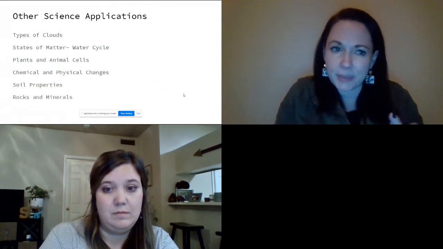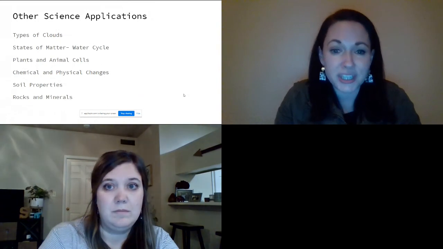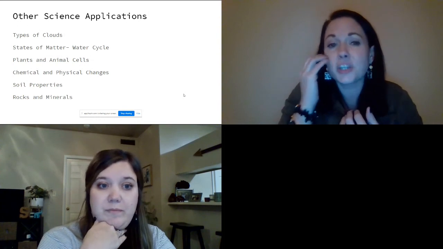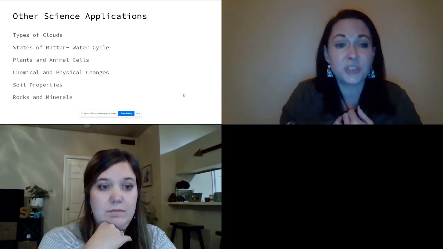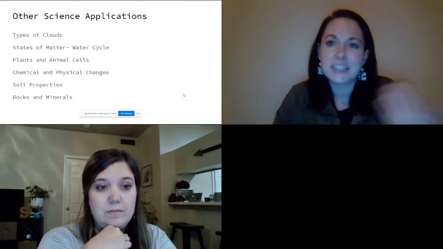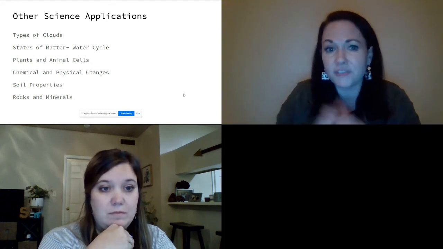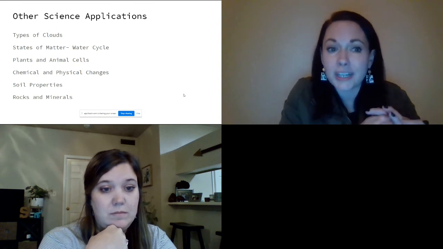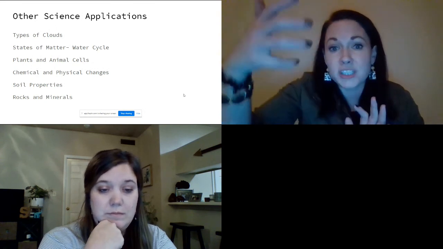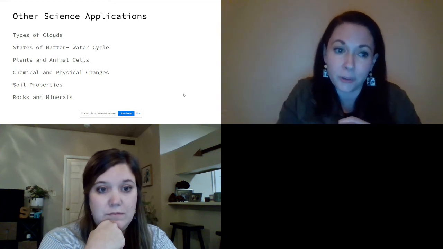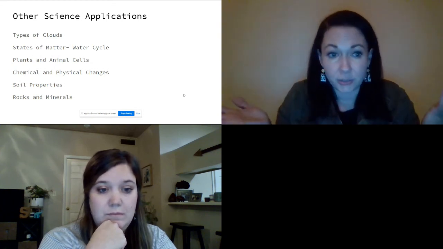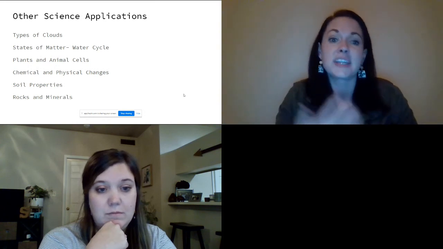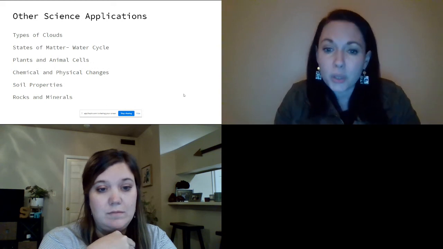So, other science applications. You could do this also with types of clouds. In fourth grade, students have to know the different types of clouds, so they could train the teachable machine to differentiate the types of clouds. States of matter, the water cycle, the different phases of the water cycle, precipitation, condensation, and training the teachable machine in order to differentiate between the different parts of a water cycle. Plants and animal cells, right? You could show it a lot of different diagrams of plant cells, a lot of different diagrams of animal cells, and have it differentiate.